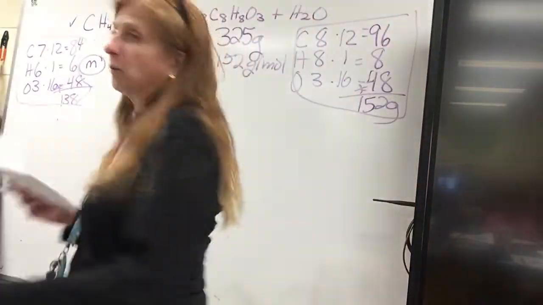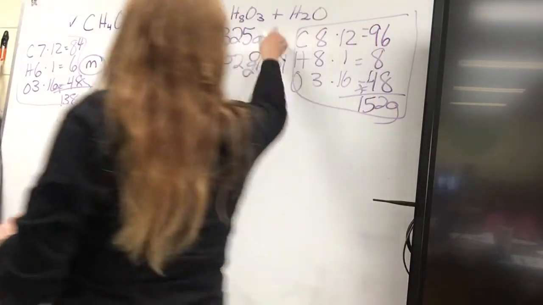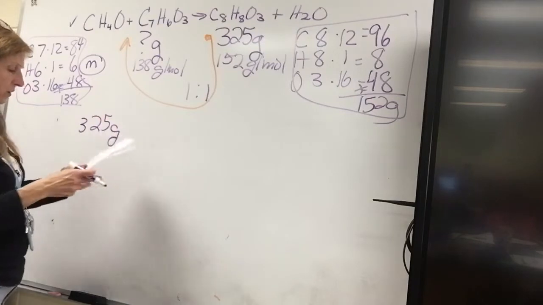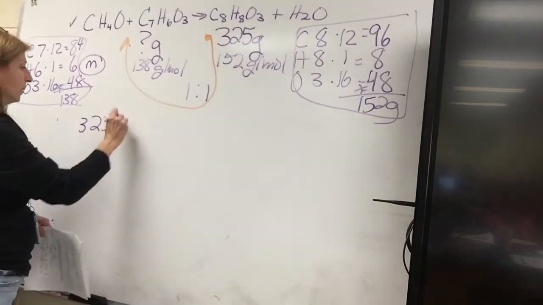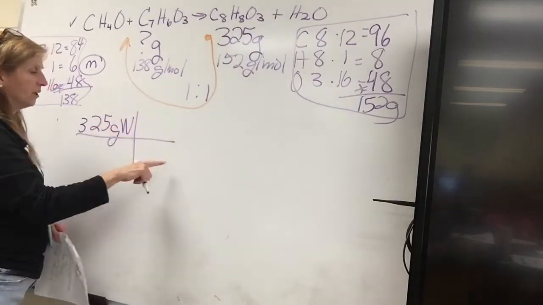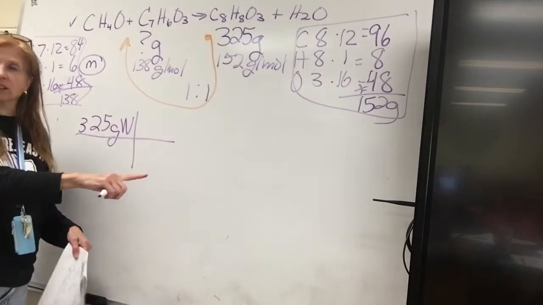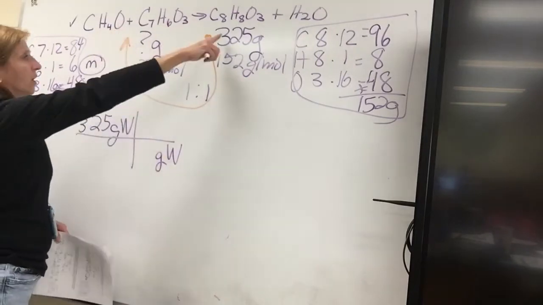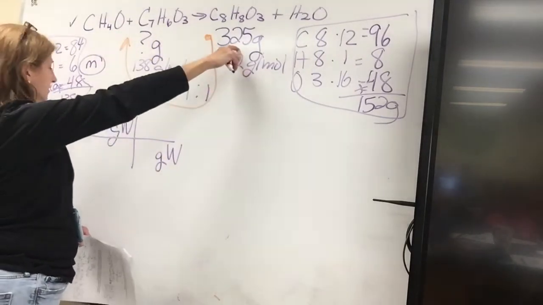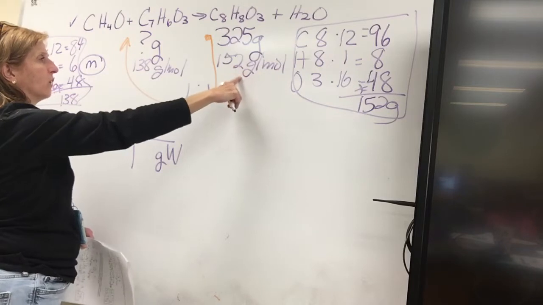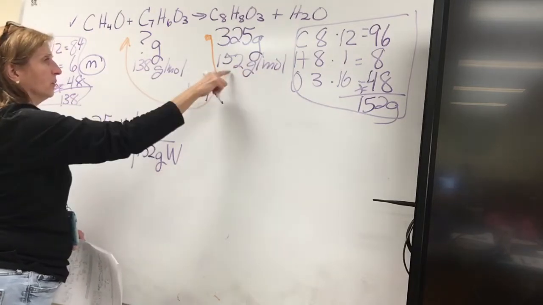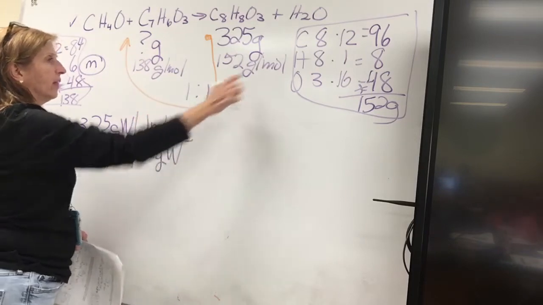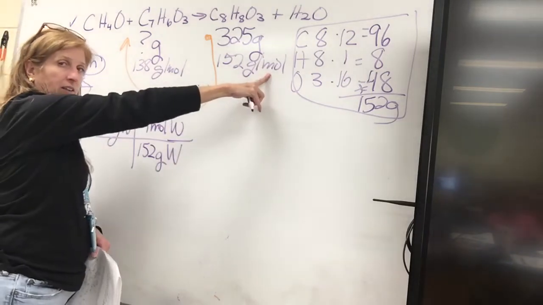Okay, so we're going to start with what we know, which is this. 325 grams, and we're going to call it W for wintergreen flavor. What goes in the denominator? Ka-ching. Grams of wintergreen. So as we follow along, there is our first thing. Our grams of wintergreen is right here, 152. On the other side of the fraction bar is 1 mole of wintergreen. That mole right there.